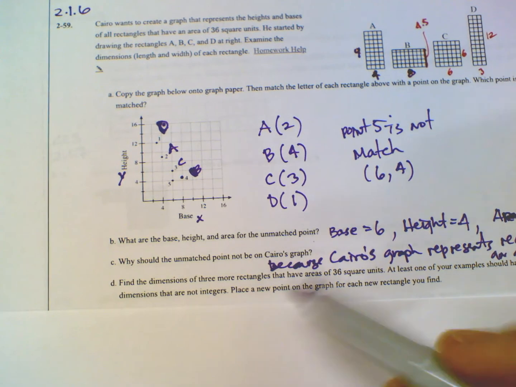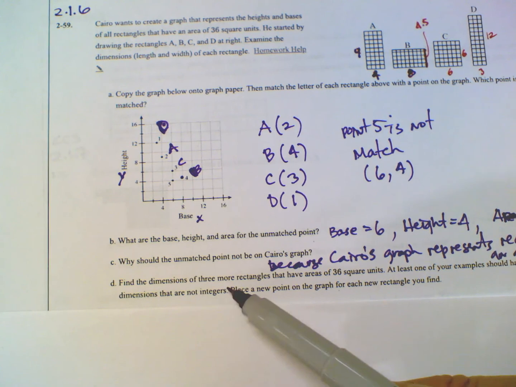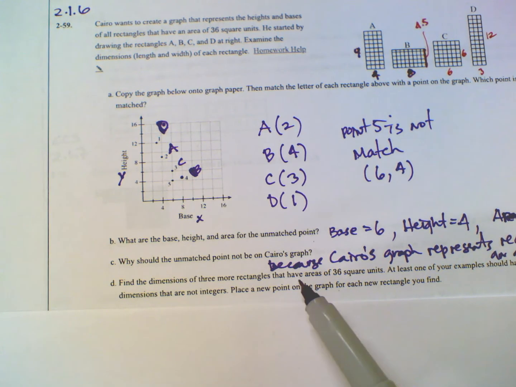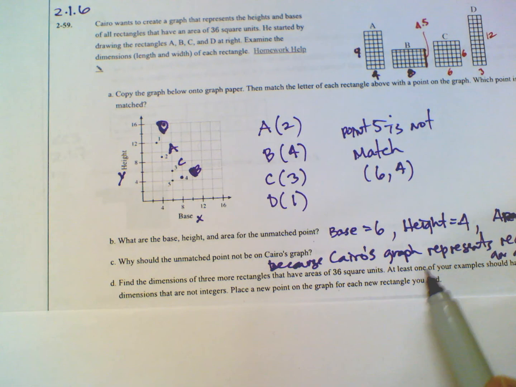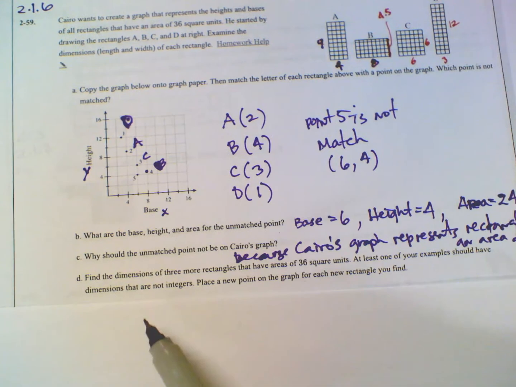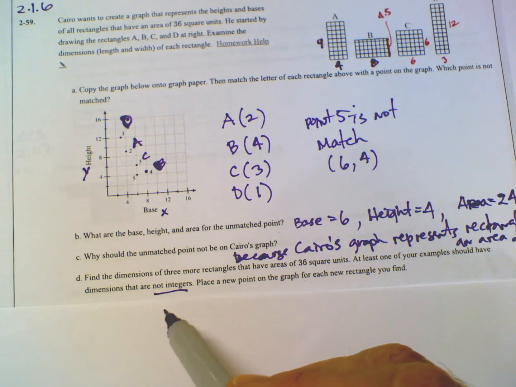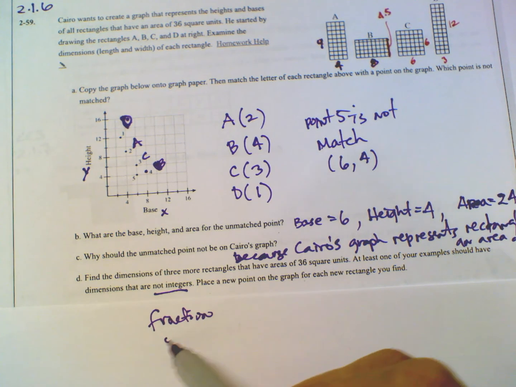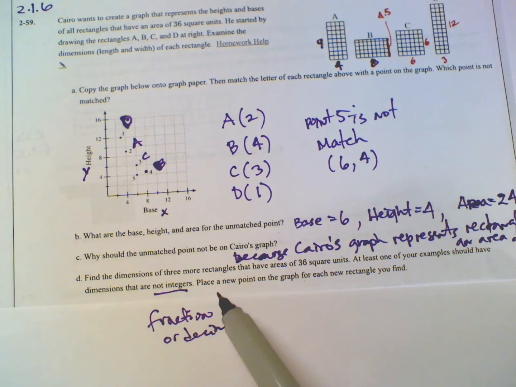So looking at part D, find the dimensions of 3 more rectangles that have areas of 36 square units. So 3 more, okay. At least one of your examples should have dimensions that are not integers. What does that mean, not integers? Non-integers are a fraction or decimal.